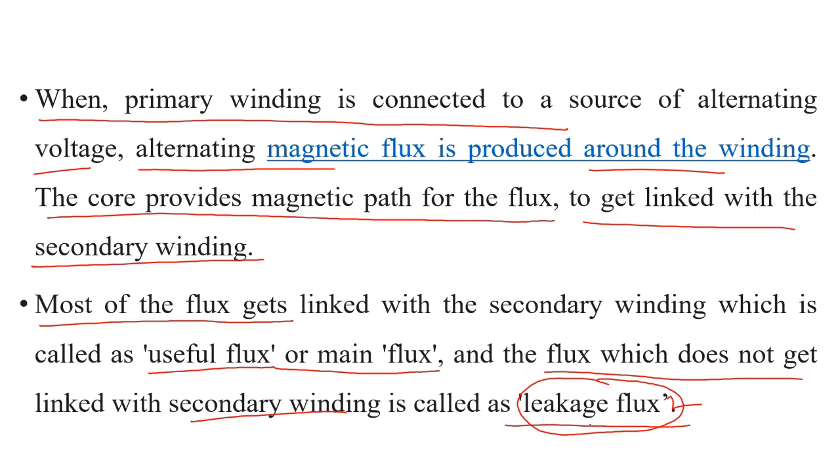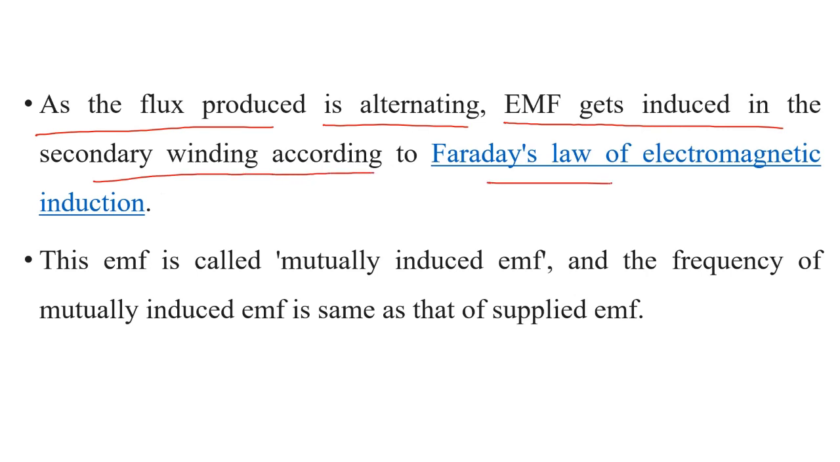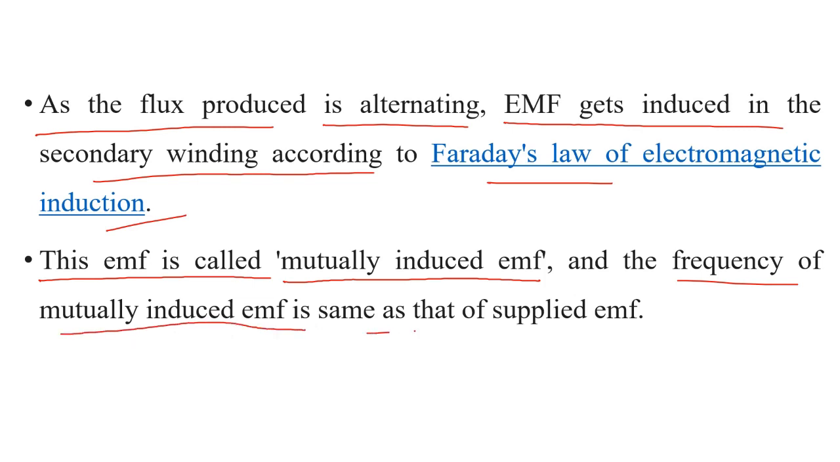We'll discuss all this mutual flux, useful flux and leakage flux later, because when we check the performance of a transformer, all these terms are very important. Now coming to another point: as the flux produced is alternating, EMF gets induced in the secondary winding according to Faraday's law of electromagnetic induction. Here this EMF is called mutually induced EMF, and the frequency of the mutually induced EMF is the same as the supplied frequency. So what is the meaning of this?